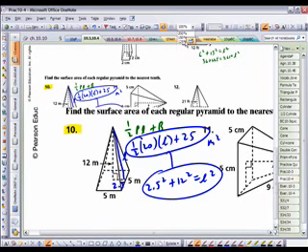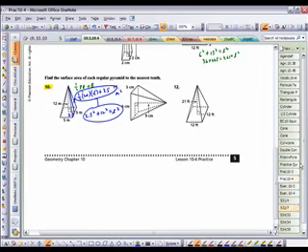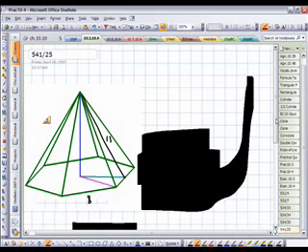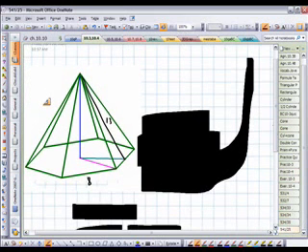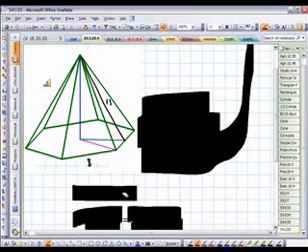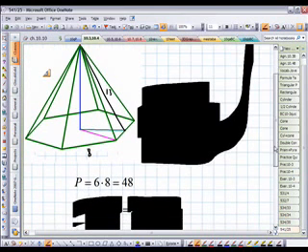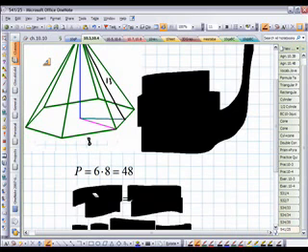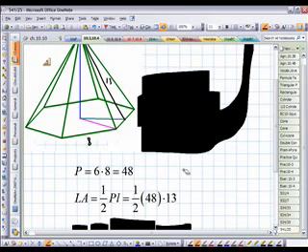Now here's an example of a pyramid which is a different shape. So here we have a hexagonal pyramid. Okay, I've given you the slant height. You don't have to find that, but it's a little bit trickier. So what we can do is go ahead and find the perimeter, 6 times 8, because there's 6 sides along the base. And then we have the lateral area is half times perimeter times slant height. Perimeter is 48. Slant height, as you can see, is 13. So half times 48 times 13.